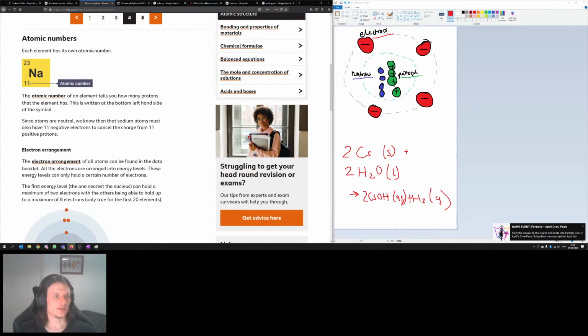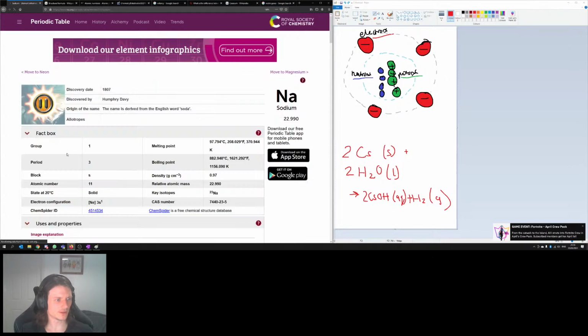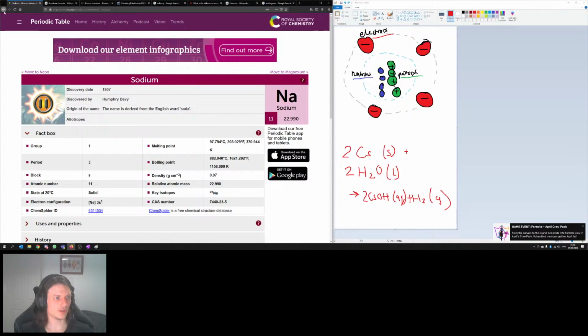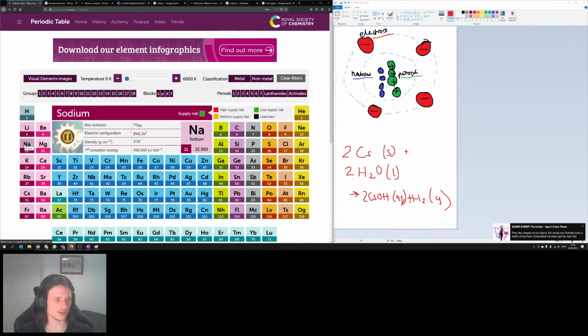Each element has its own atomic number. So sodium has 11. Let's just make sure that's right. Sodium would be Na. Sodium is a gas, so it's not going to be here. It might be over here, or over to the left. Oh, there it is. Right, let me try that again. Sodium is, yeah, atomic number 11.